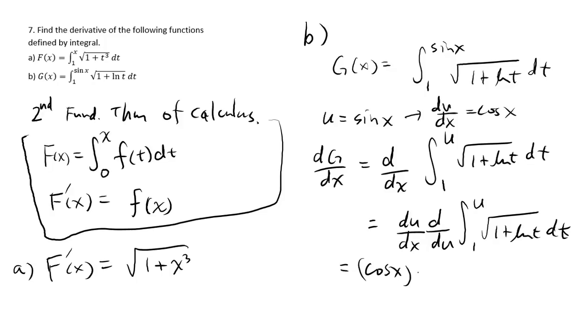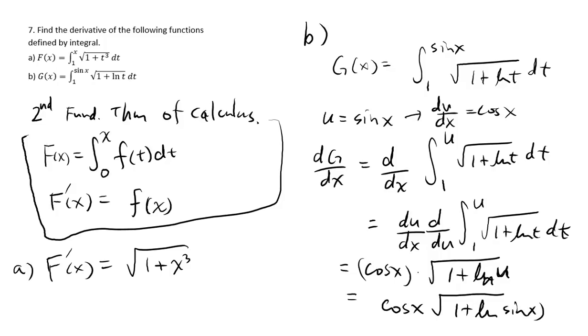times, since you're differentiating by u, again the second fundamental theorem of calculus does take effect, and u goes into this t, so you have square root of 1 plus ln of u, and since u is equal to sine of x, I can put that as the answer: cosine x times square root of 1 plus ln of sine x.